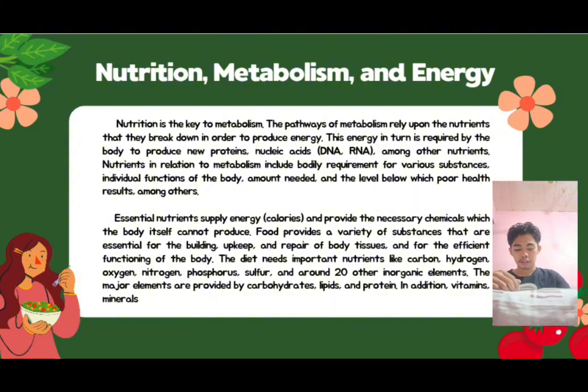Essential nutrients supply energy and provide the necessary chemicals which the body itself cannot produce. Food provides a variety of substances that are essential for the building, upkeep, and repair of body tissues. And for the efficient functioning of the body, the diet needs important nutrients like carbon, hydrogen, oxygen, nitrogen, phosphorus, sulfur, and around 20 other inorganic elements. The major elements are provided by carbohydrates, lipids, and protein. In addition, vitamins, minerals, and water are essential.